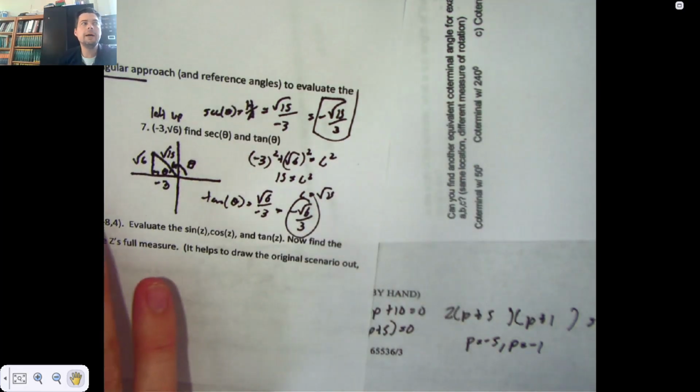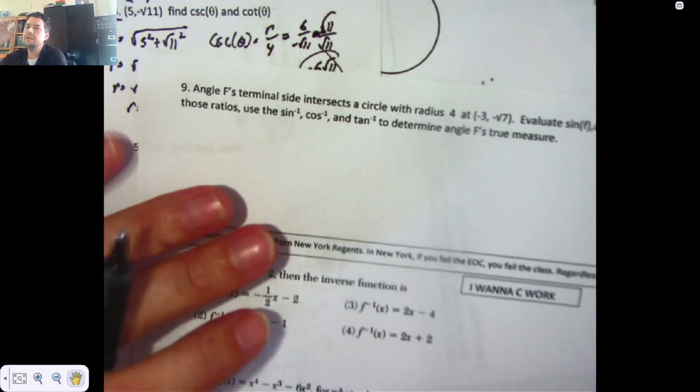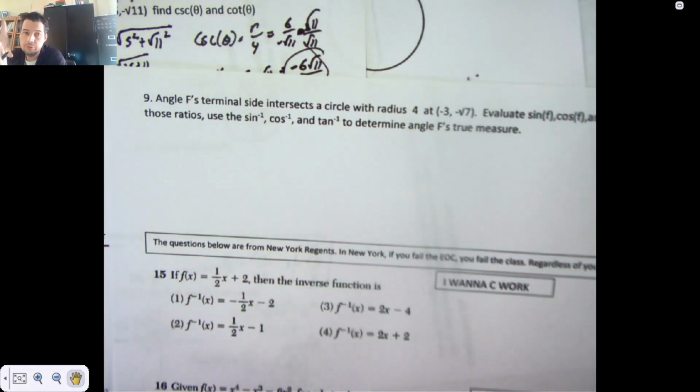I'm going to do the one that's very similar to that one, which is on the back side, number 9. I did one of these in class, or at least I will do one of these in class on Monday when you get back. But angle F's terminal side intersects a circle with a radius 4 at negative 3, negative 7.